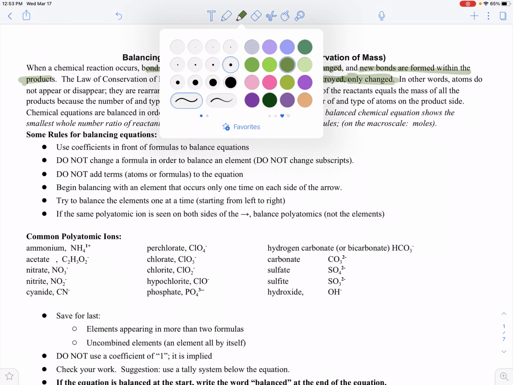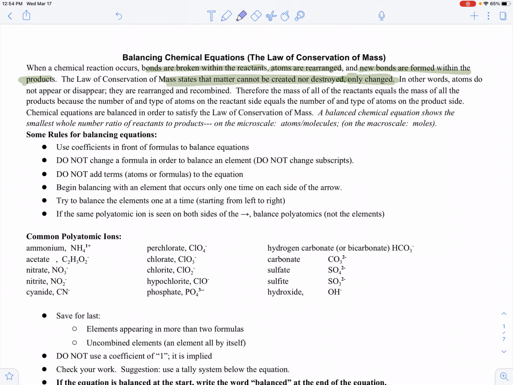So again, I sort of said this in class. That means that atoms can't appear or disappear. All that can happen is that they're rearranged and combined. So what that means is the mass of all of the reactants is going to equal the mass of all of the products because, and this is a really important part for balancing, the number and type of atoms on the reactant side must equal the number and type of atoms on the product side. And that is what we're going to do while we are balancing.